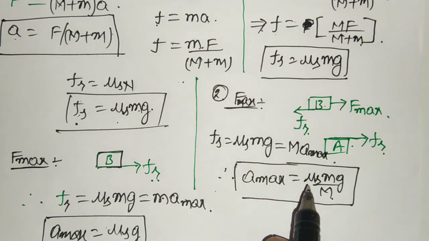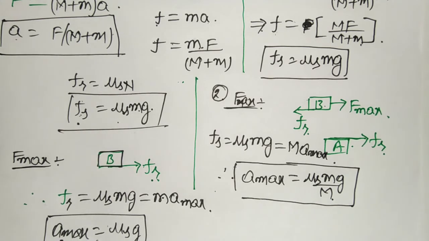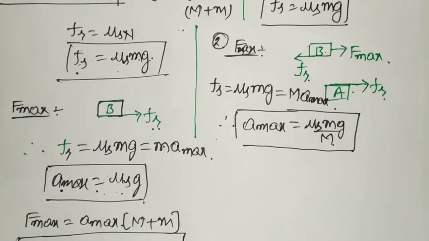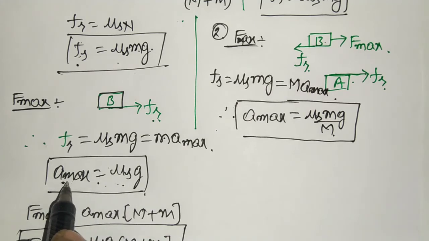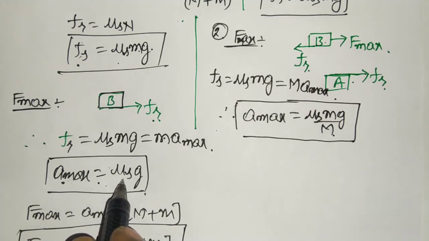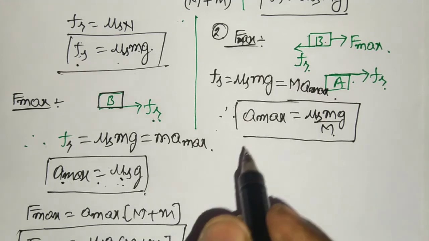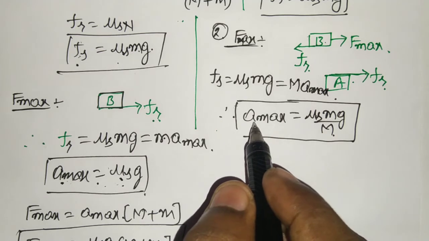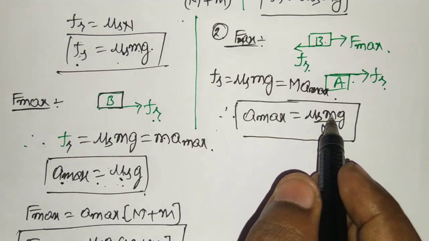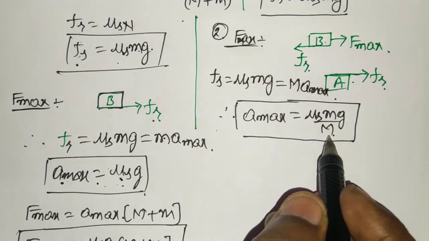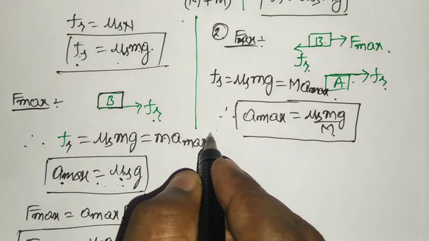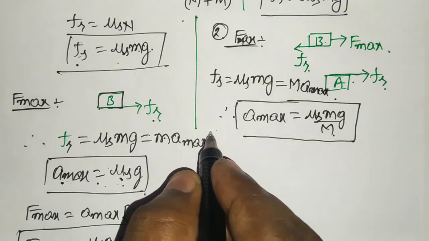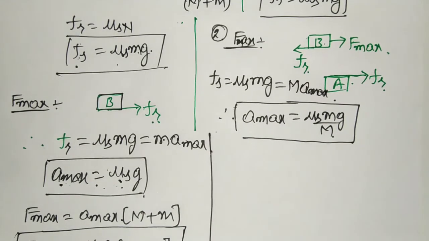If you check this with our previous case, when the force is applied on the bottom block, what is our observation? Maximum acceleration does not depend on any masses when the force is applied on the bottom block. But when the force is applied on the top block, A max depends on the values of the mass of the bottom block and the top block. So this is a remarkable observation that we should keep in mind while solving problems related to block on block.